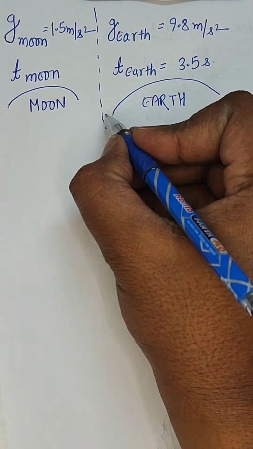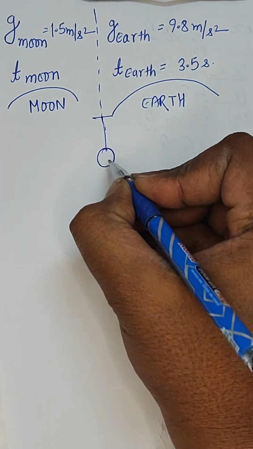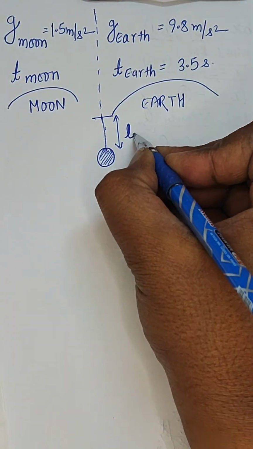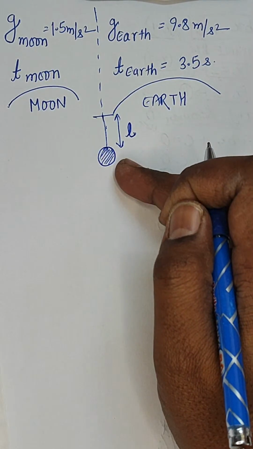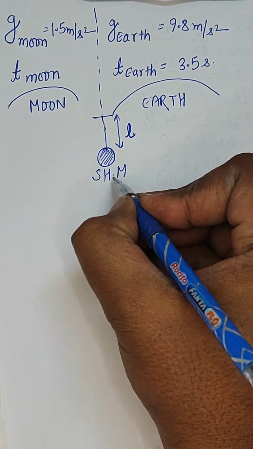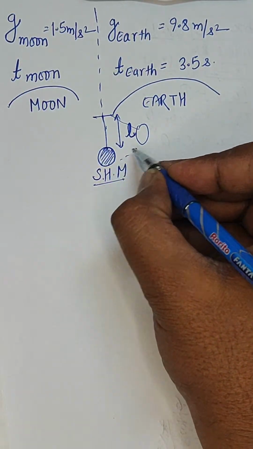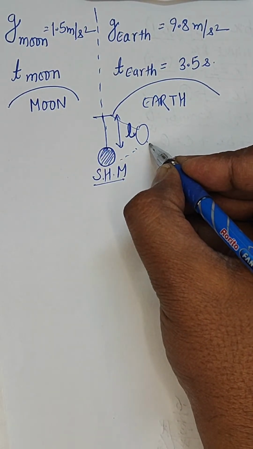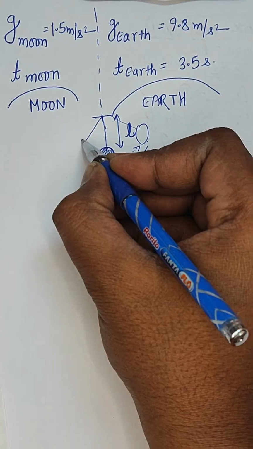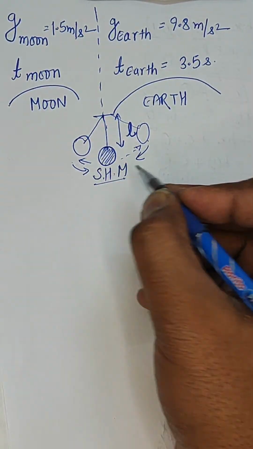If a simple pendulum is given to you, which is executing simple harmonic motion, with a string length L, then when this pendulum is taken to earth and executes SHM, the position of the bob goes to the extreme right position, then swings back, goes to the mean position again, goes to the extreme left, and again swings back. So this is the simple harmonic motion of the pendulum.